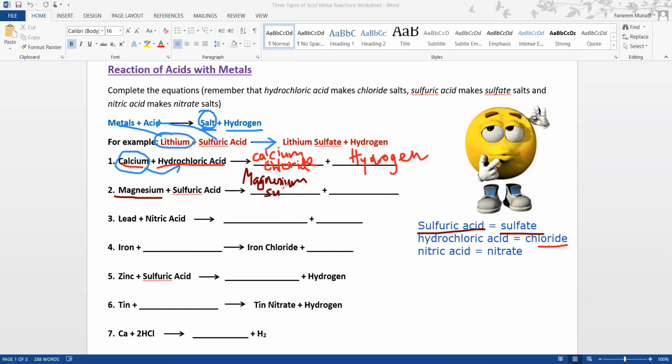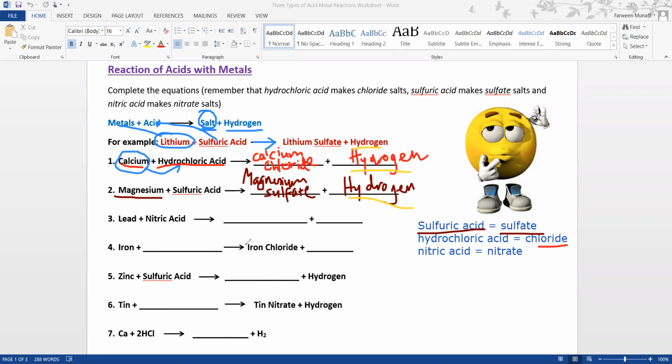sulfate. Okay, and what's our constant, guys, that we always have in the second box there? It is hydrogen. Okay, that is our constant. Remember, guys, we always have hydrogen. That is always the constant. See, it's there, it's there, it's there. The only thing that changes is the name of the metal salt that's formed, depending on what metal is there, as well as the acid that the metal combines with.